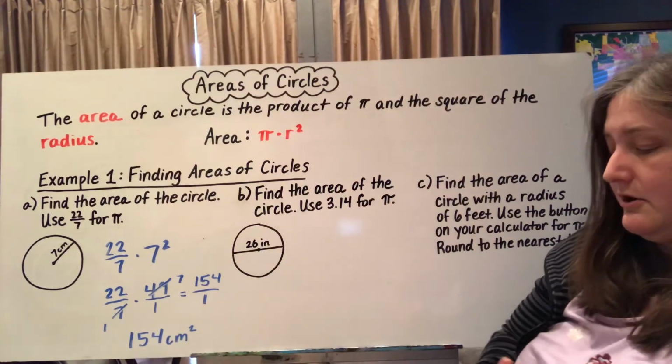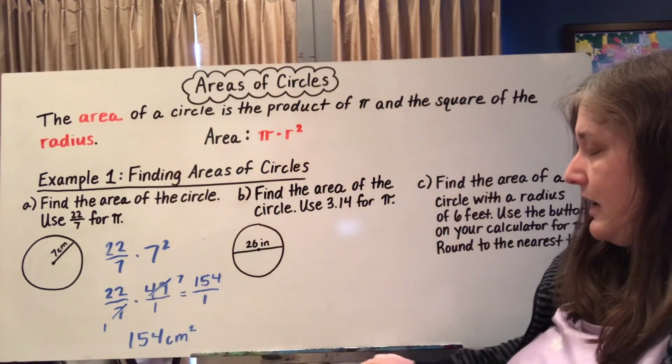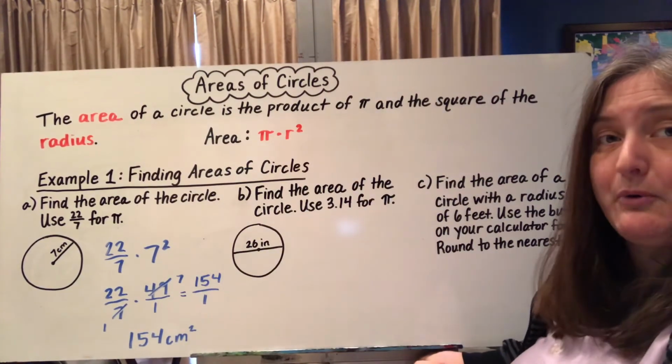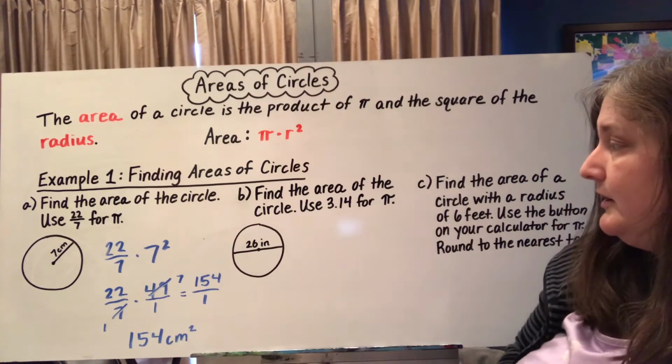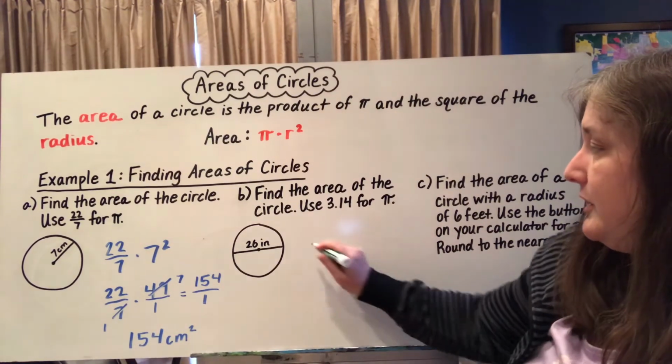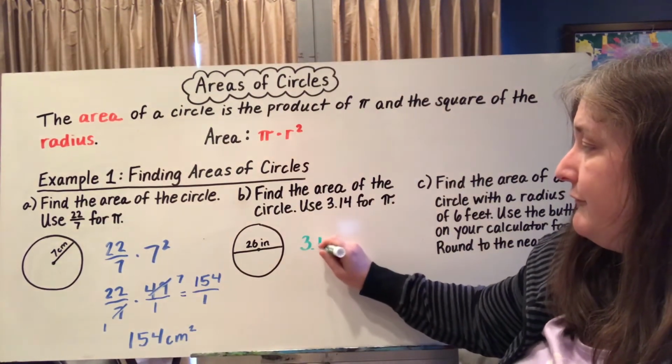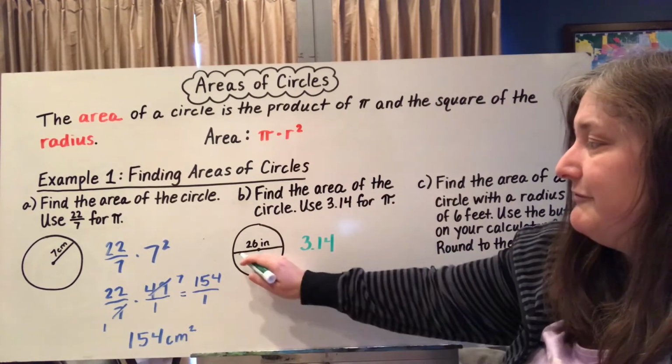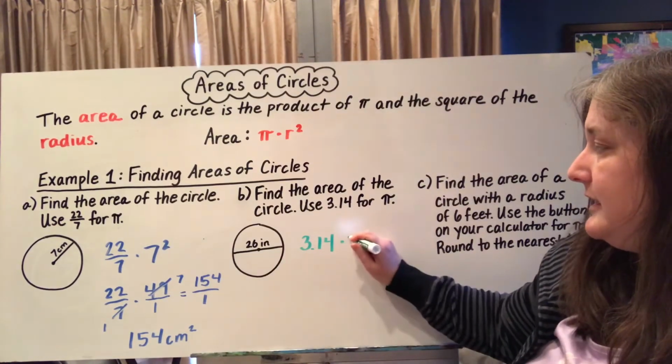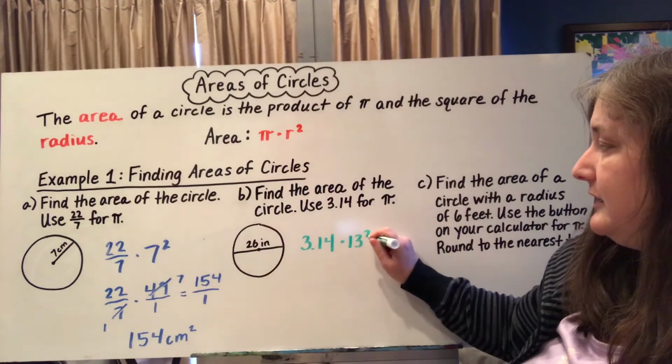Well, let's try this one here in the middle. So we're asked to find the area using 3.14 for pi. So for pi, I'm going to put in 3.14. For my radius, it's half of this diameter, or 13. So I'm doing 13 squared.